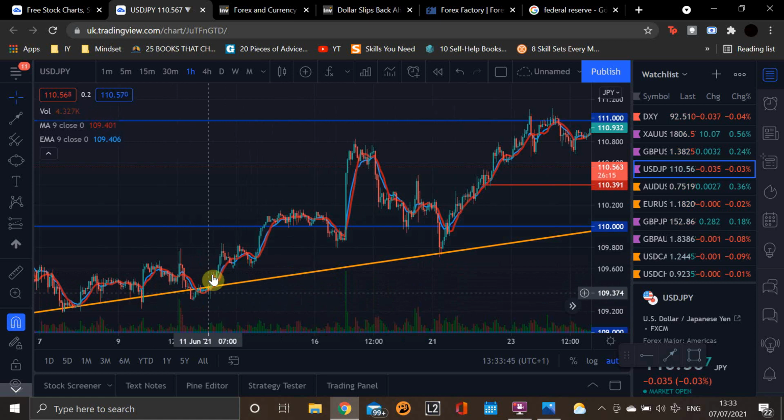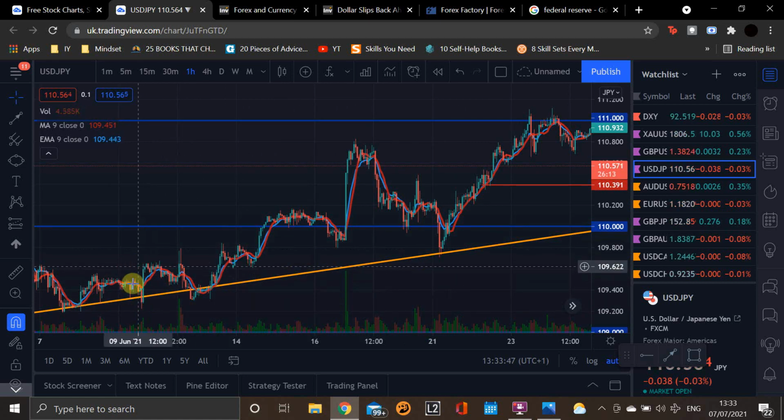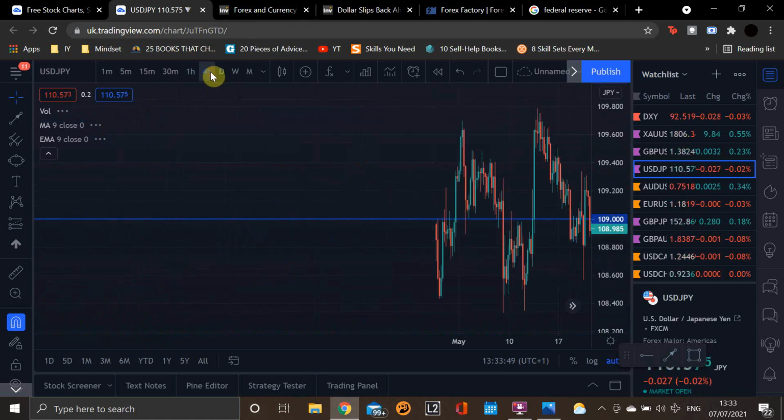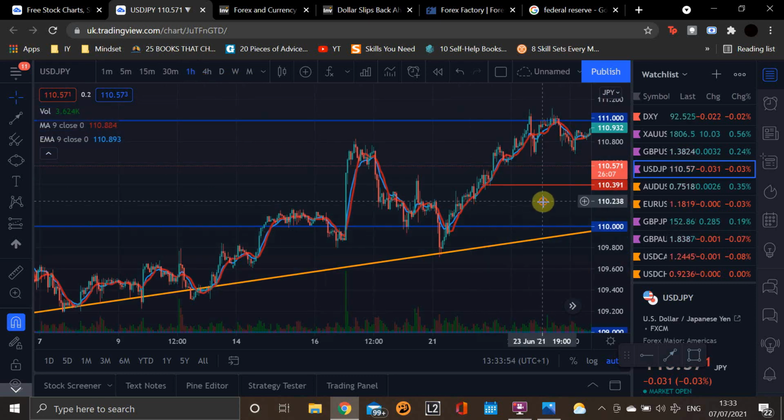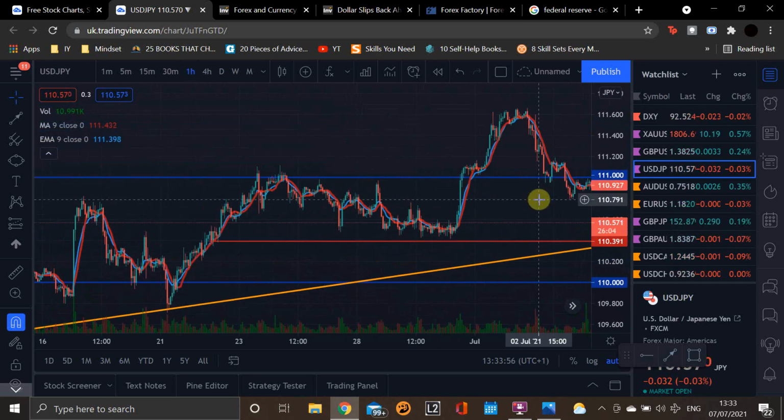Because look at this as well. Look at here as well. Touch there. Yeah, definitely it's reacting to that trend. So the aim is, what are we trying to do here? What exactly are we looking for?